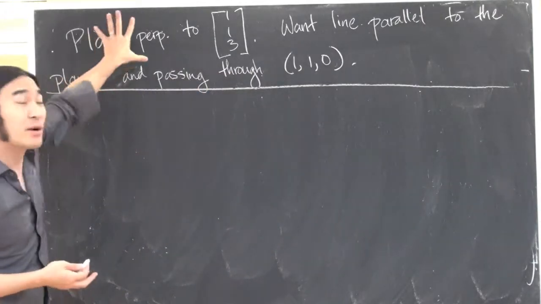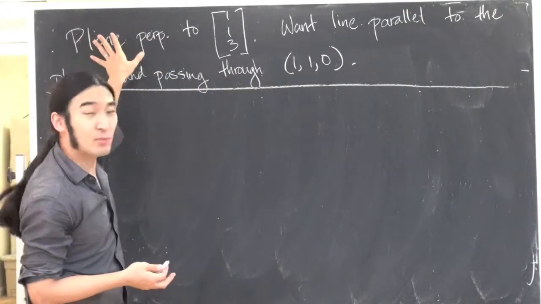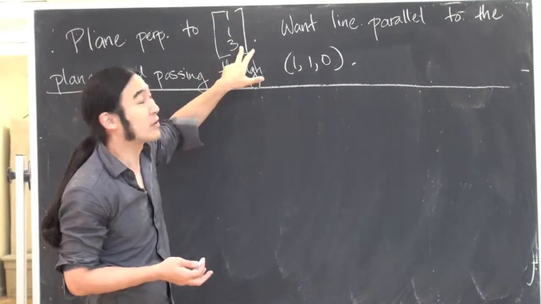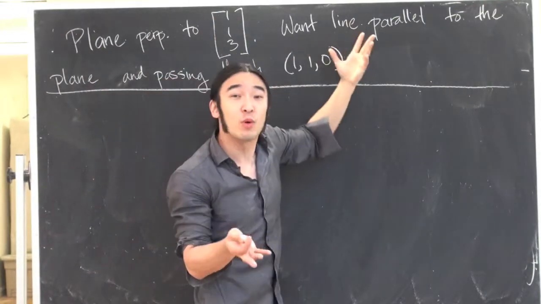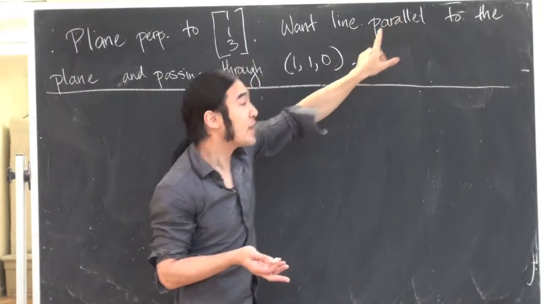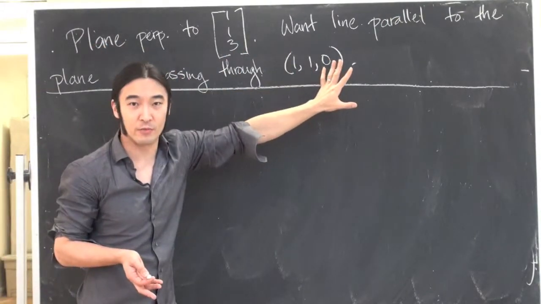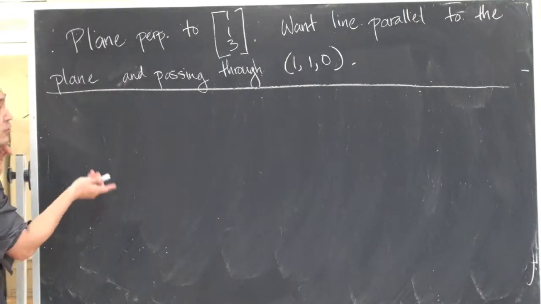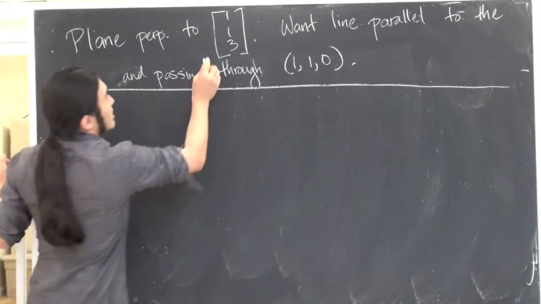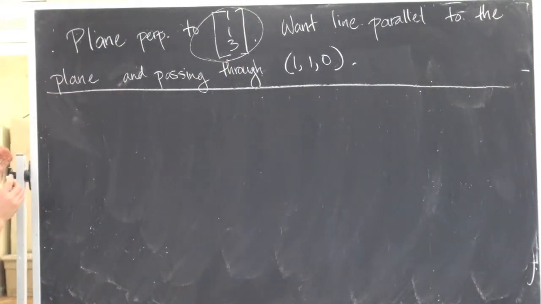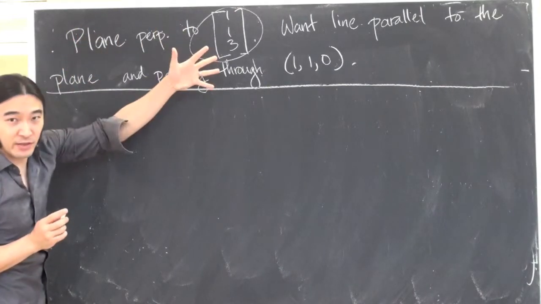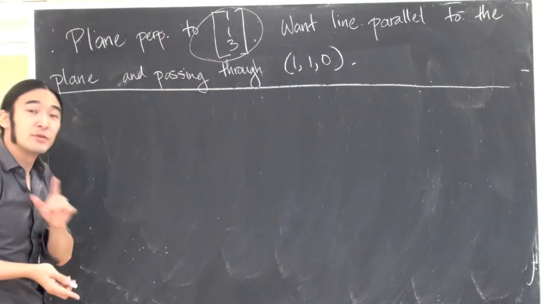So let's say, and I paraphrase this, you have a plane and it's perpendicular to <1, 1, 3>. Okay? So what you want is to find the equation of a line parallel to that plane, right? But passing through the point (1, 1, 0). So let's first start with this. Like in the review, we did mention something about this. What I want is a line perpendicular to this vector. Well, I know the plane's perpendicular to it, but I also want the line perpendicular.